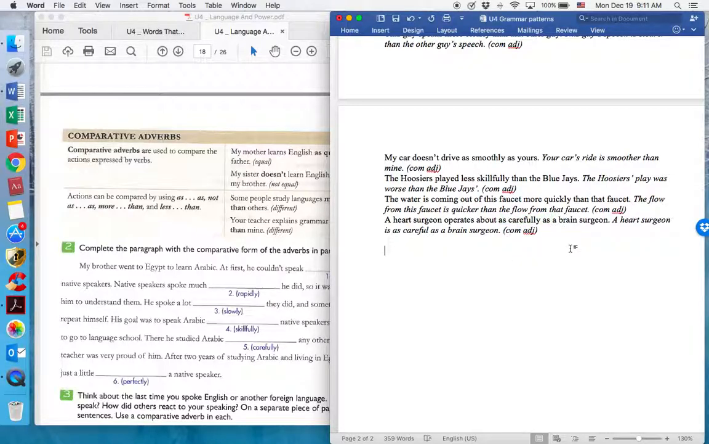Right? So if we have as, adverb, as, then this is the same. If we have somehow doesn't or not, dot dot dot, as, adverb, as, then we have not the same.